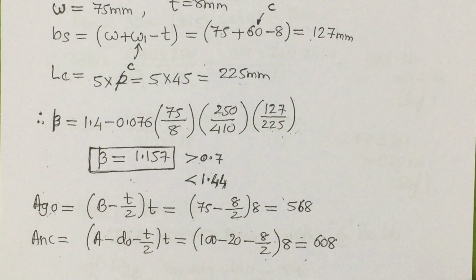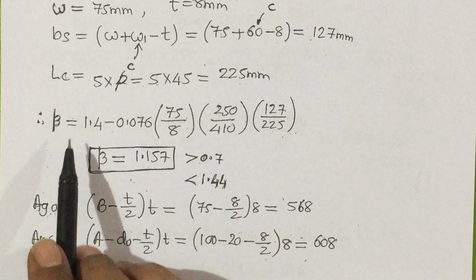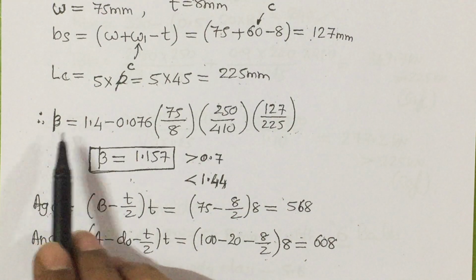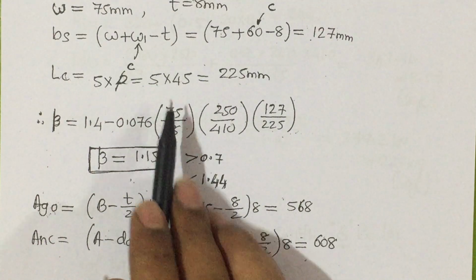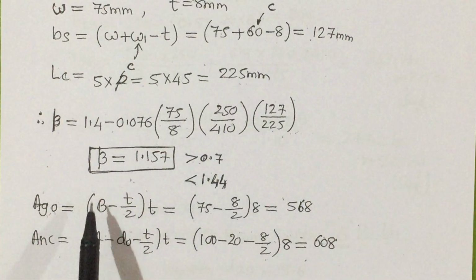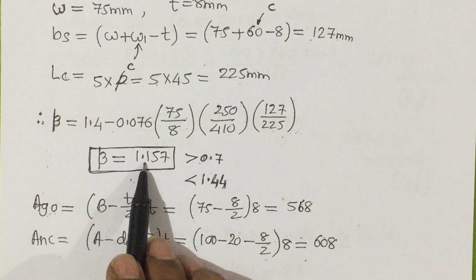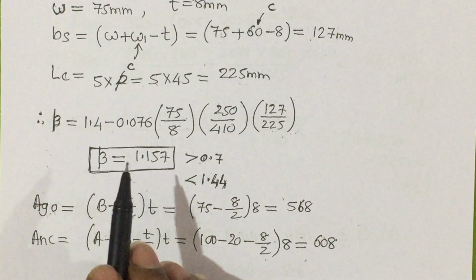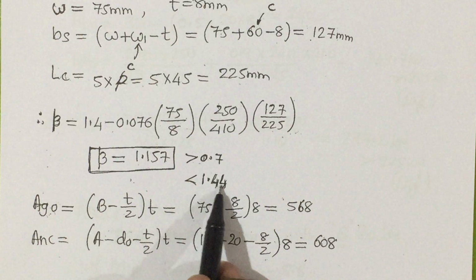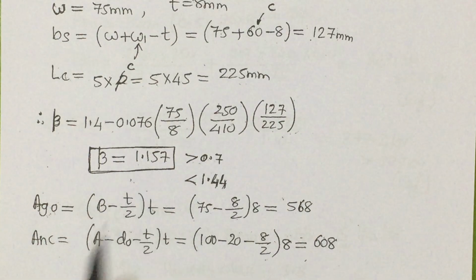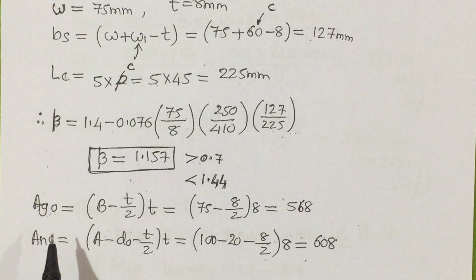Then once we calculate these individual parameters, then calculate the beta value, that is given by the formula. So, substitute all the values here. Then beta you are going to get it as 1.157 and this value should be more than 0.7 and should be less than 1.44. So, we got it, our beta value is correct.